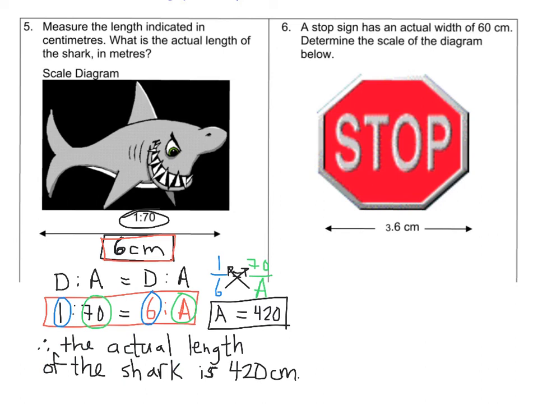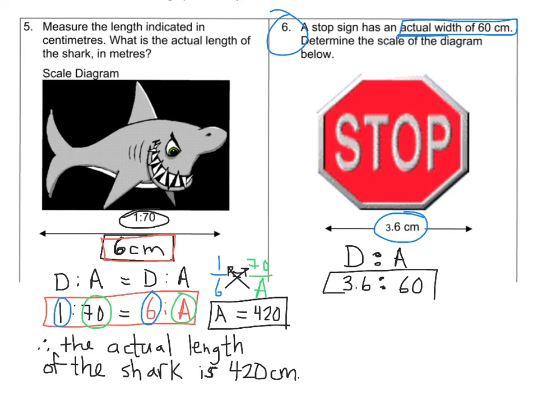Now the next question is a little different. This question 6 says a stop sign has an actual width of 60 centimeters. Determine the scale of the diagram below. The diagram width though is 3.6 centimeters. So remember, our scales are always going to be diagram measurement to actual measurement. Now, the diagram measurement in this case is 3.6 centimeters. The actual measurement in this case is 60 centimeters. So this is the diagram to actual.